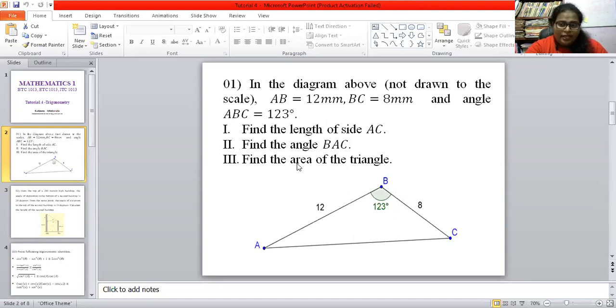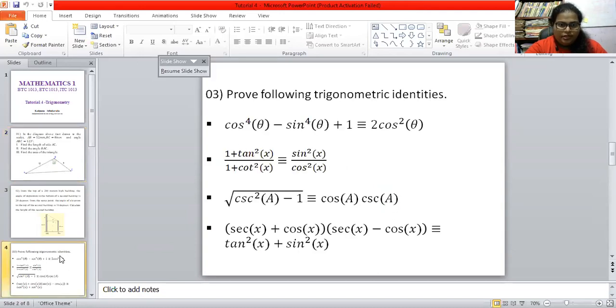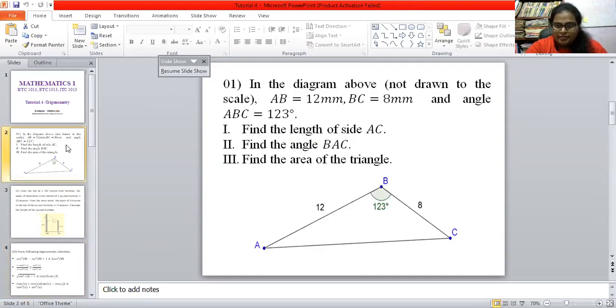And another thing, in your third question also, I have given trigonometric identities to prove. So in these questions also, your simplifications may be different from mine, but it doesn't matter. If you are doing a correct simplification, it doesn't matter. If my method and your method are not similar, it doesn't matter, right?